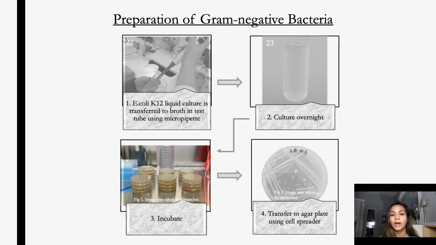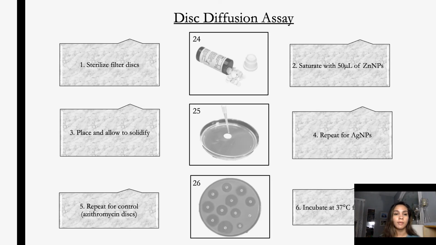To grow the E. coli, I will simply transfer liquid culture to broth using a micropipette, allow it to grow overnight in an incubator, then transfer it to an agar plate using a cell spreader. For the diffusion assay, I will sterilize the paper discs, and then I will saturate them with each of the biowaste sources. Then I will place them on the E. coli K12 plates, allow them to grow, and I will do this for the control as well for 3 trials.